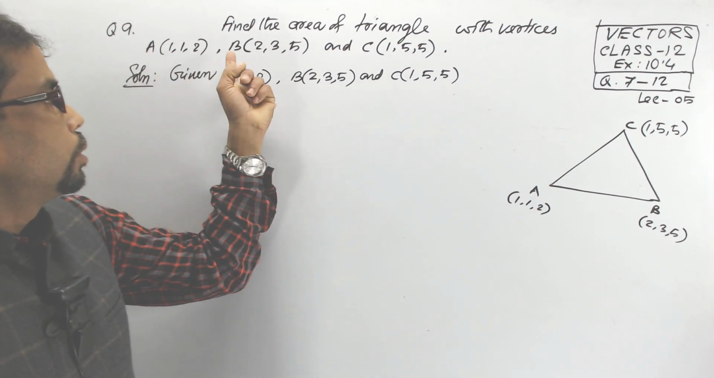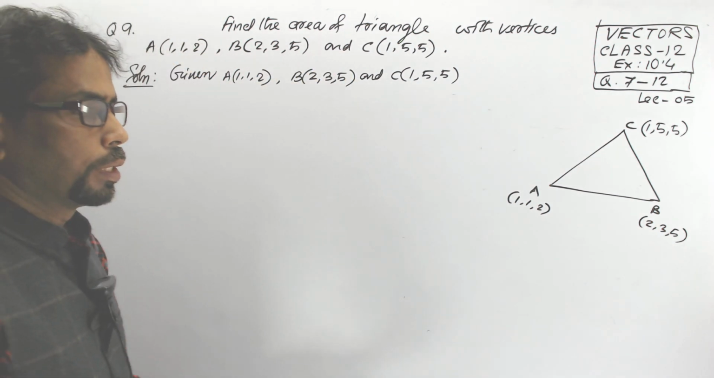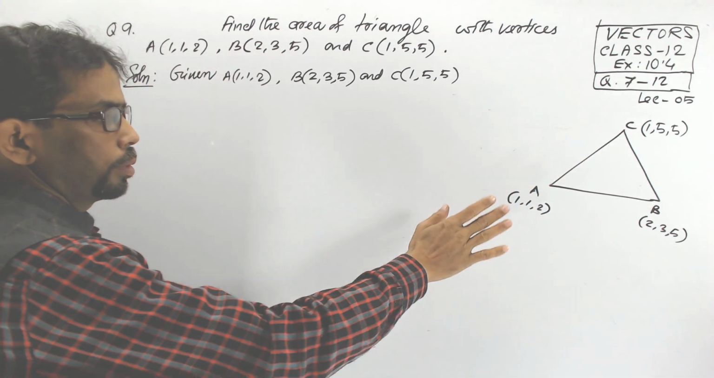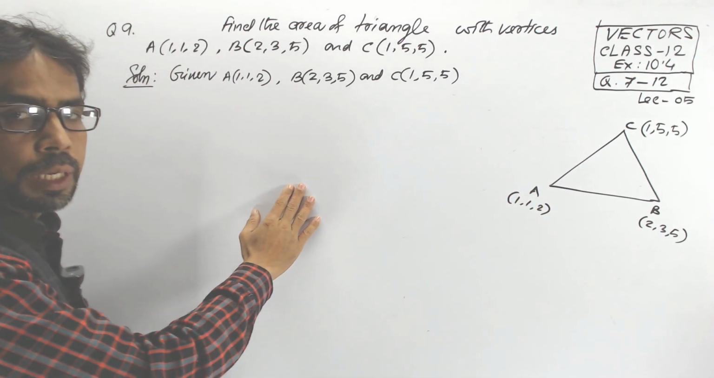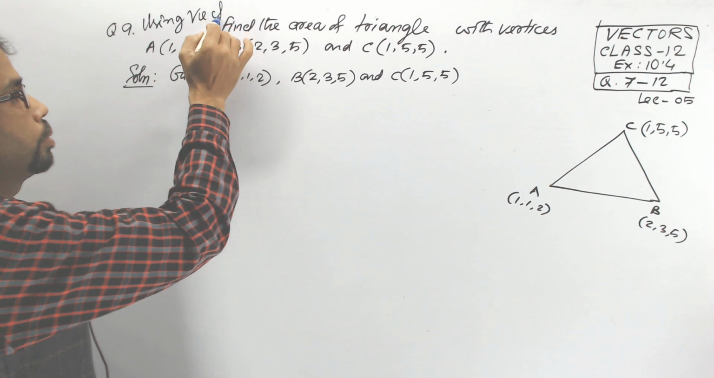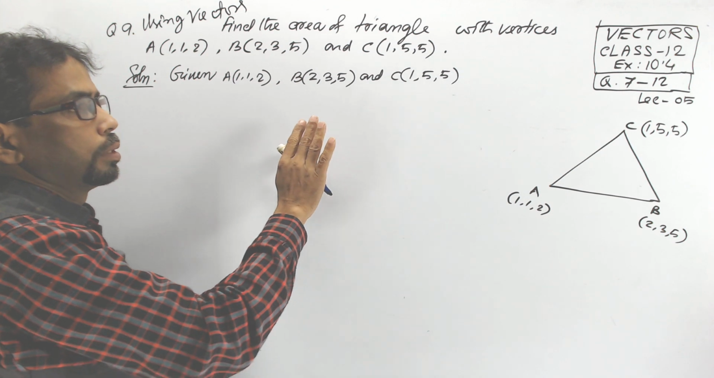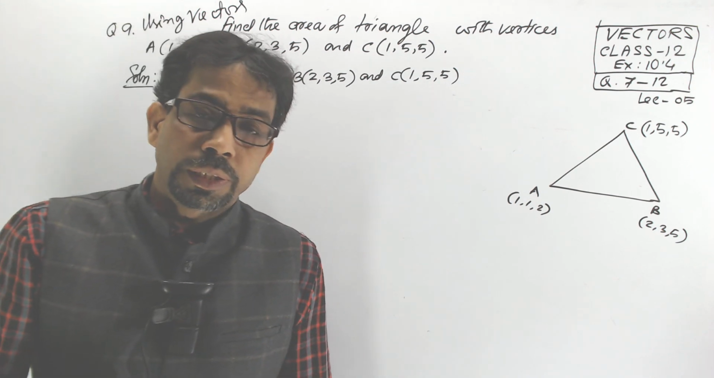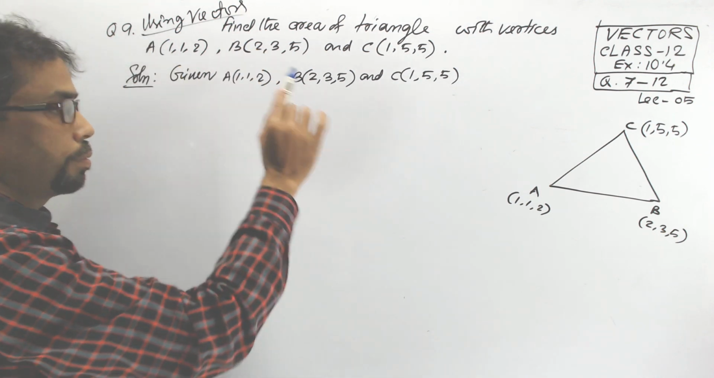Question number 9. The question is, find the area of the triangle in which the coordinates of the vertices A, B, C are given. I have written the vertices in the diagram. The first thing is that the question should be corrected. It must be mentioned using vectors: using vectors, find the area of the triangle with the given vertices. Because there are different methods of finding the area of a triangle: the coordinate method, the determinant method, the integration method, and here we are going to learn the vector method.